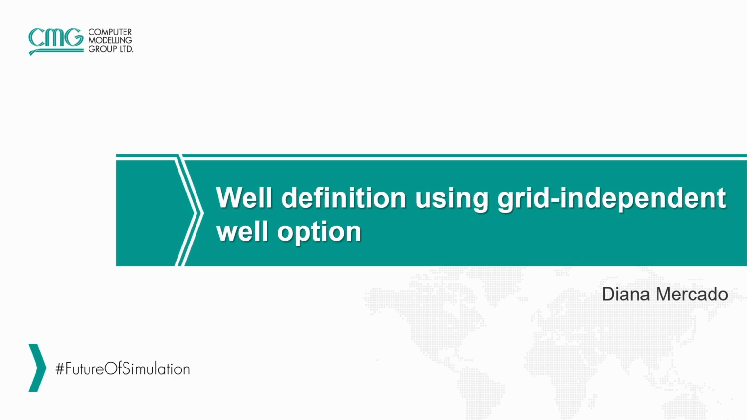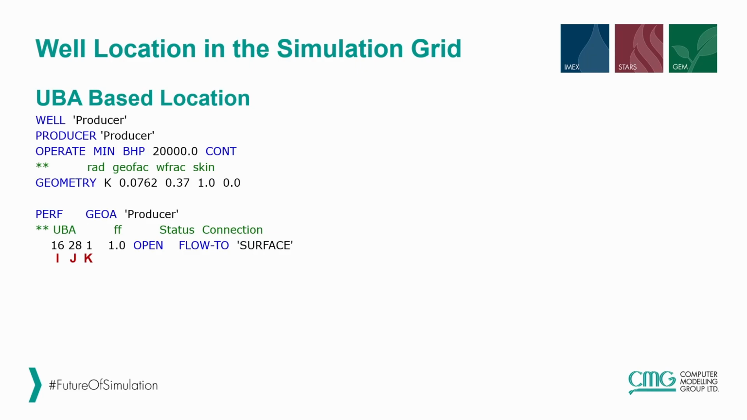I will be showing in this video how to do the well definition using the grid independent well option. After CMG 2021 version, we have two options to define well locations and flow connections in the simulation grid. The first one is the UVA-based location. In this case, each well perforation is associated to a grid block in the simulation model using the user block address, or UVA. The UVA is a natural extension of the familiar IJK notation for addressing blocks, but allows the user to refer to any block in the grids available in CMG simulators.